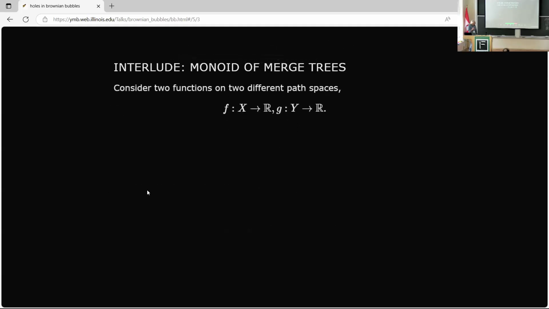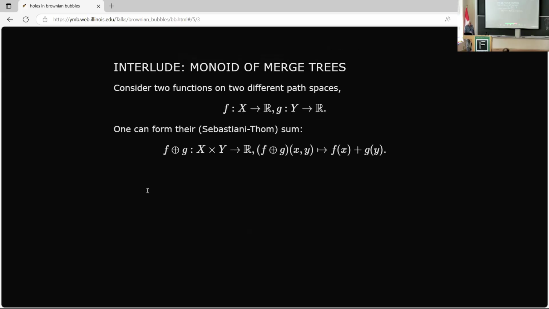But, okay, now more interesting stuff. What happens if you have two spaces, x and y, and you take the product of those two spaces? We're getting closer to where we were before, right? We have one space, another space, and a function on one and the other, and we can form the sum of those functions: the function of one variable plus the function of the other variable. So what will be the merge tree of this new function?